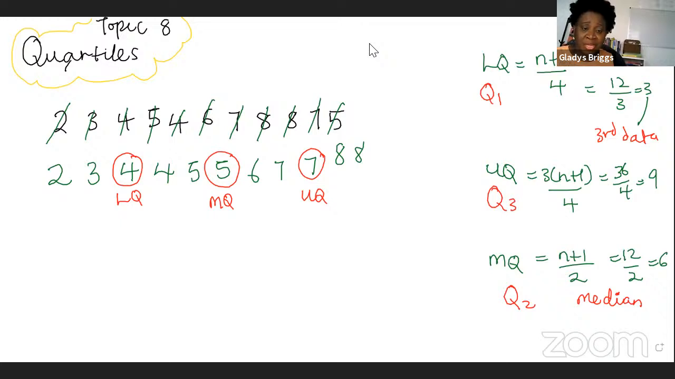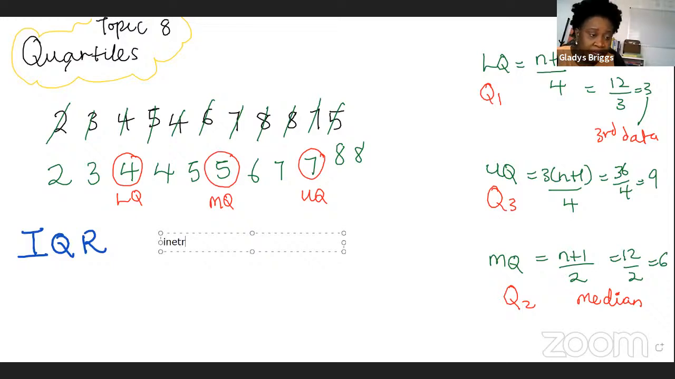The other thing that you need to know as well is the interquartile range, okay? Interquartile range. I'm going to write that out in full for you now so that you can type it if you don't know what it is. If you don't know what it means, I've got my glasses on now so I don't type rubbish. Interquartile range.